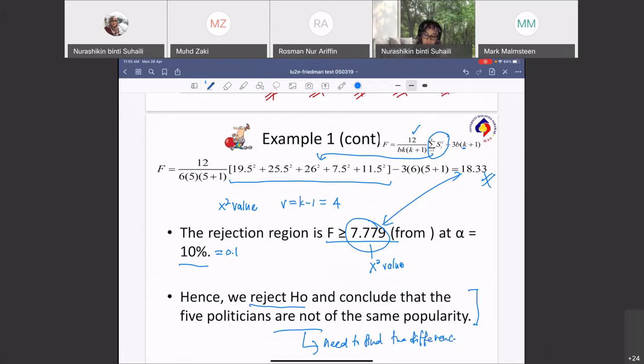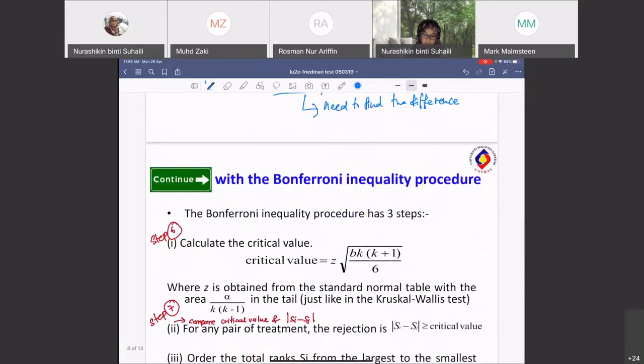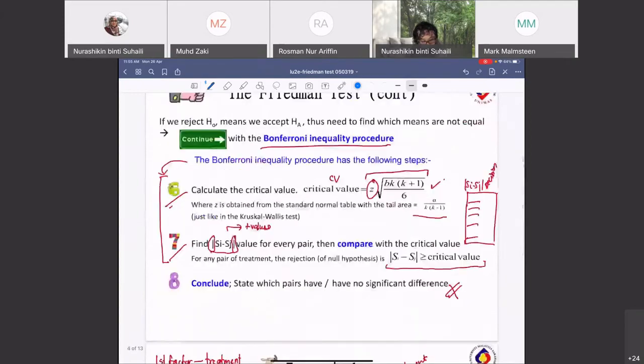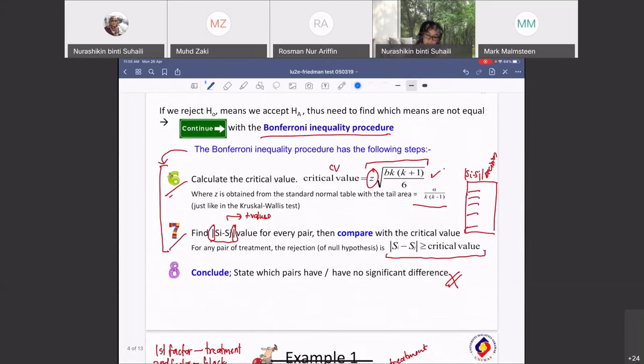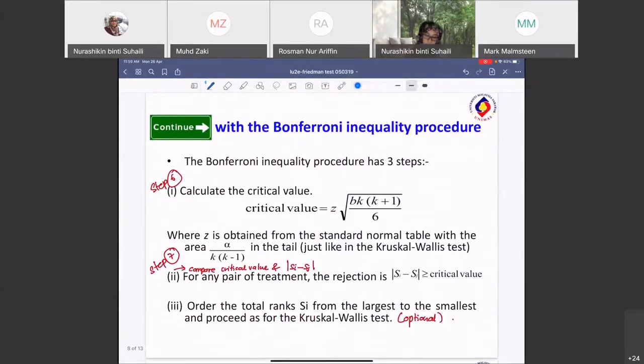Want to find the difference? Proceed with step 7 to step 9. Step in this case is step 6, I guess, yeah, 6 to 7, which is the Bonferroni inequality procedure. Okay, so step 6 is to calculate the critical value. So this is the formula. The value equals Z multiplied by the square root of BK(K+1) divided by 6.